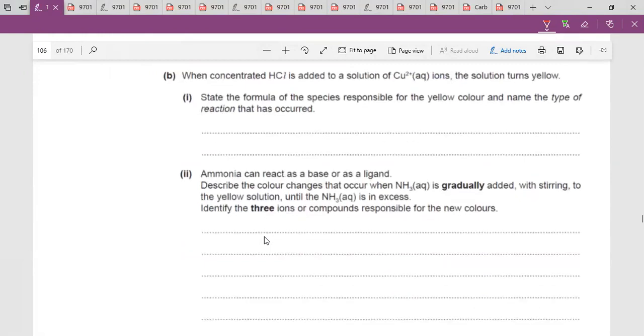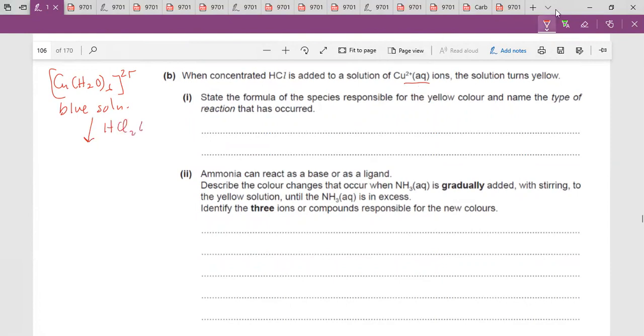Okay. Now, it's part B: when concentrated HCl, a famous question, is added to a solution of copper 2 plus aqueous. Aqueous here obviously means the aqua complex, the hexaaqua. This is your what color? Pale blue. They just put blue. Blue solution there, right? Turns yellow. Of course, they will tell you, you should know. So a lot of things have to be learned by heart.